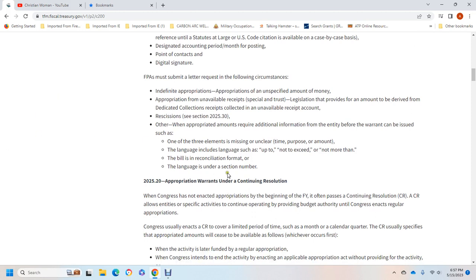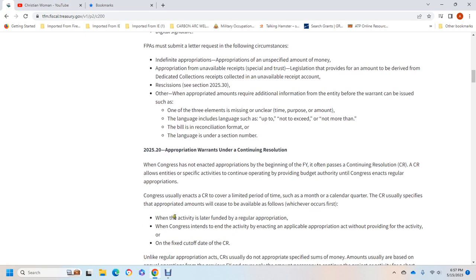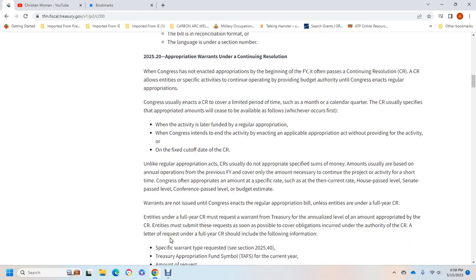Section 2025.20, continuing resolution warrants. A continuing resolution covers the operation beginning with the fiscal year, and is also evidence of specific activity continuing with the operation provided in the budget until Congress passes an act for regular operations. Congress passes an act for the continuing resolution to cover a limited period, such as a calendar quarter. The continuing resolution usually specifies the appropriate amount not to exceed what is available to fund the activity until it is later funded with regular operations. Congress intends the end of the activity, enabling applicable operations, with a fixed cutoff date for the continuing resolution.